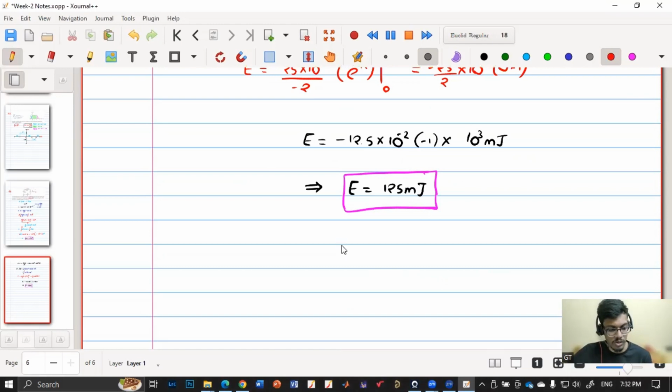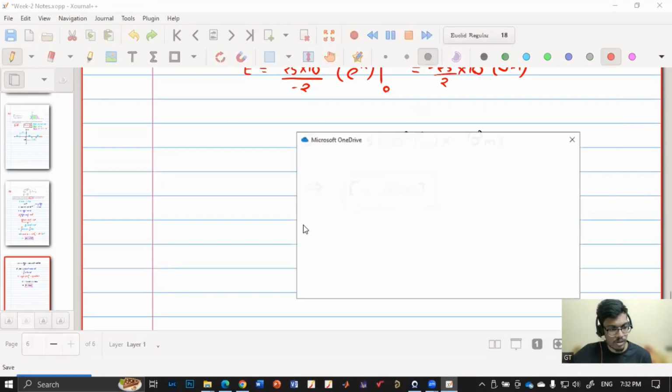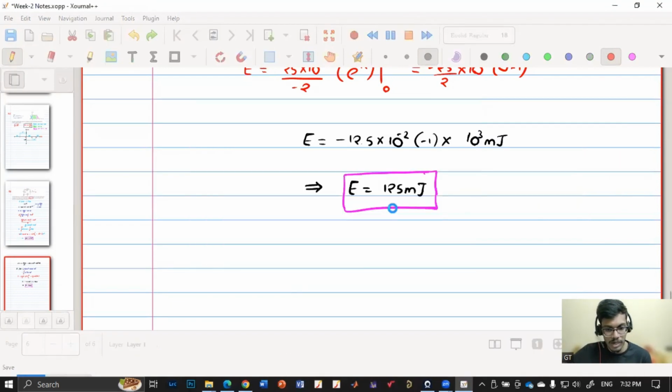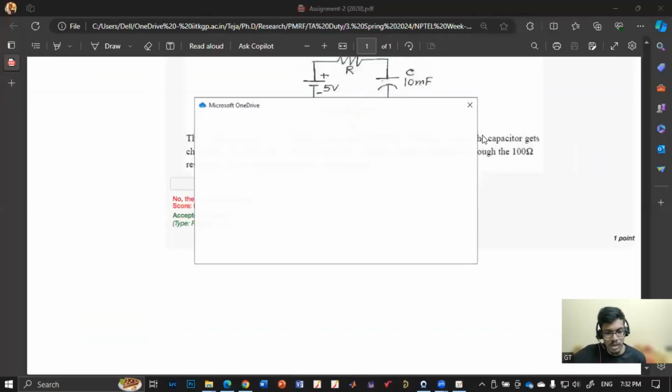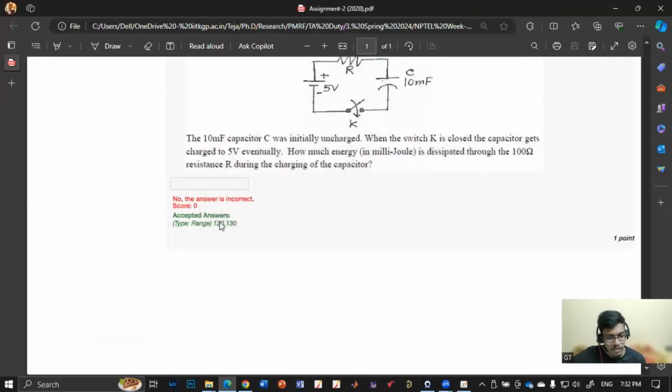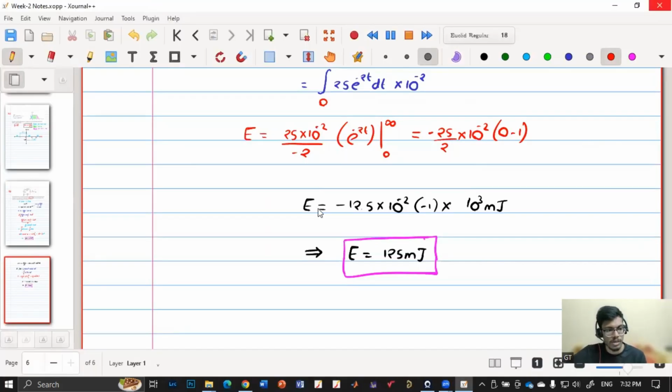Are you also getting the same answer? Yes, sir. Okay, you kindly check if you have made any mistake. It should be around 125. So now let us check with the answer. The answer is a range, 120 to 130. So our answer is matching, and it is 125 millijoules.